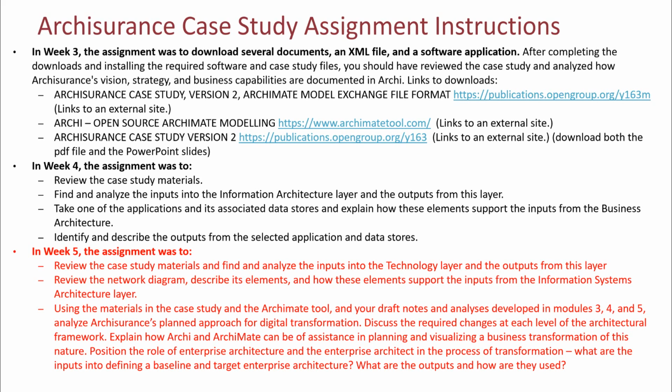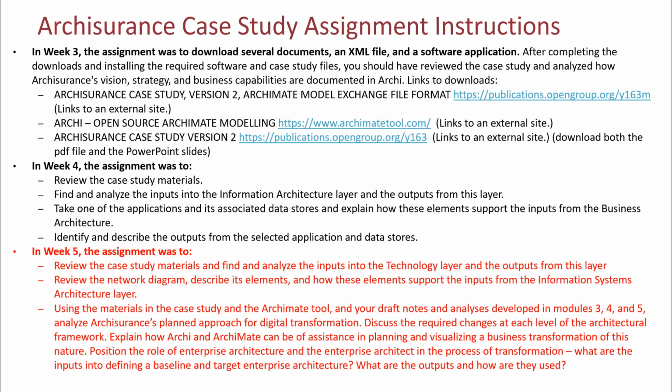So we went through what week 3 was. Mainly it was getting familiar with all the materials, making sure you could install and download, and if you couldn't, you could find the G drive. Last week, reviewing, reading, looking at the inputs in the various layers and the outputs, and then this week we're going to review the case study materials, analyze the inputs from the technology layer and the outputs from the technology layer. And again, you've got that handy dandy little diagram for that.